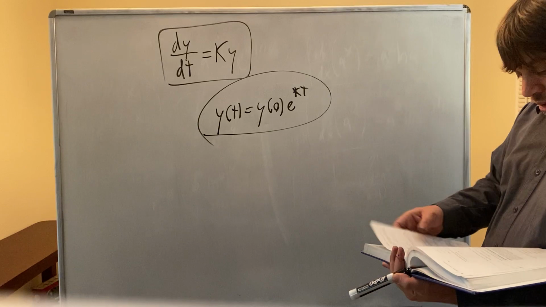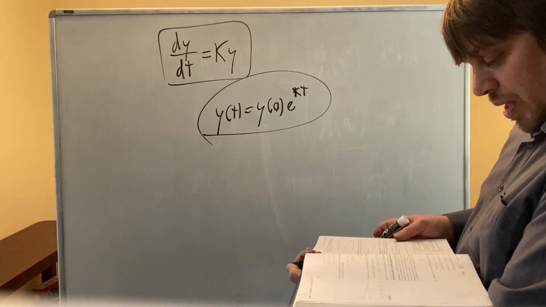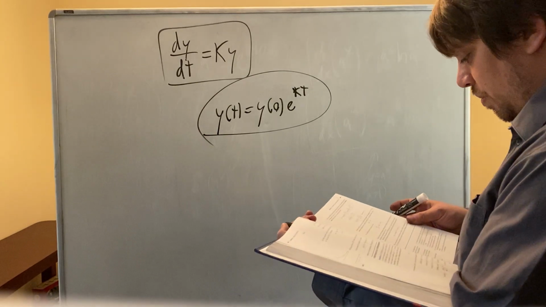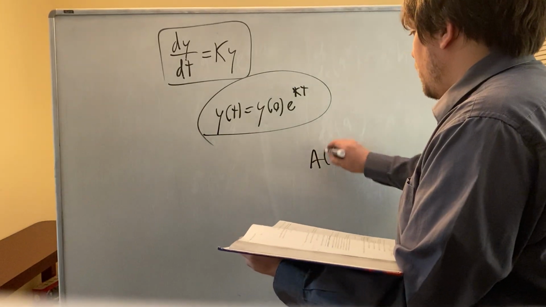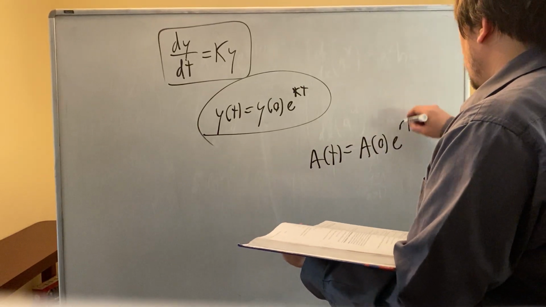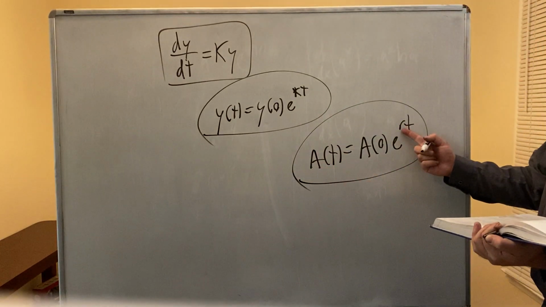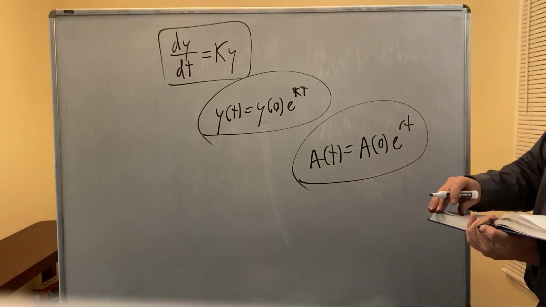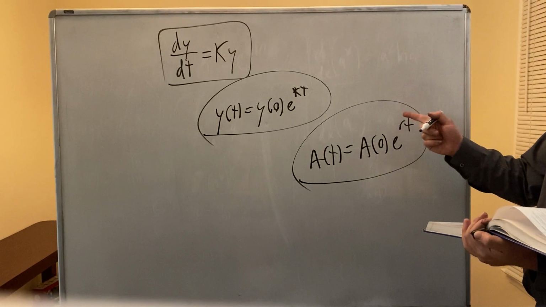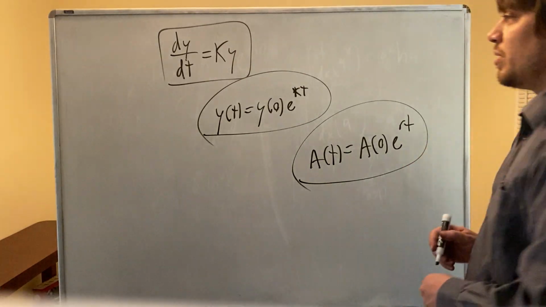And then at the end of the section, we talk about continuously compounded interest. The formula for that is A of t is equal to A of 0 times e to the rt. This is the initial amount, and this is the final amount. r is the rate, t is the time. Okay? This is for continuously compounded interest. So that's 5.5. Okay.